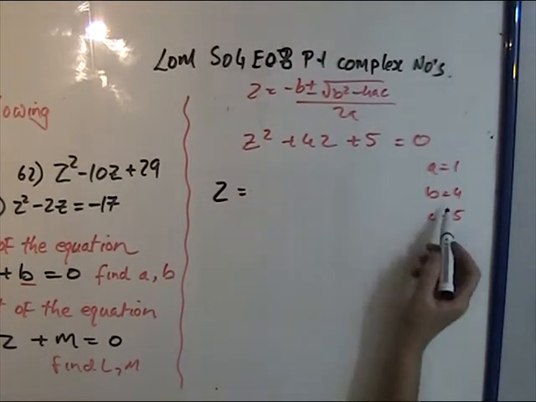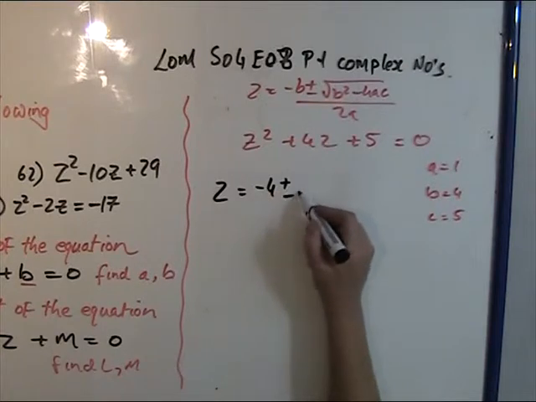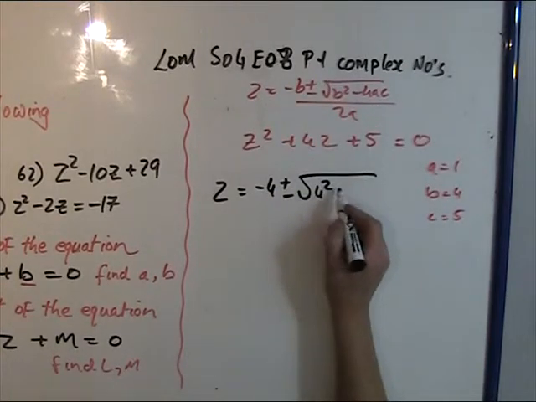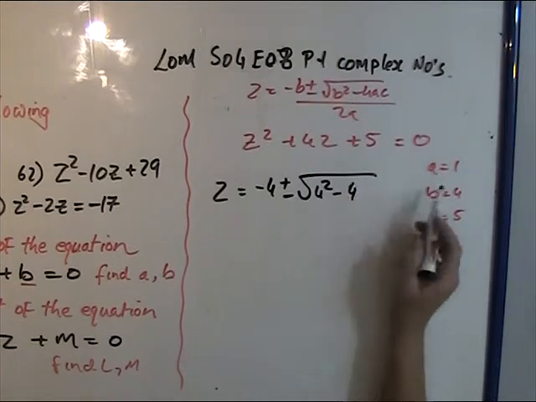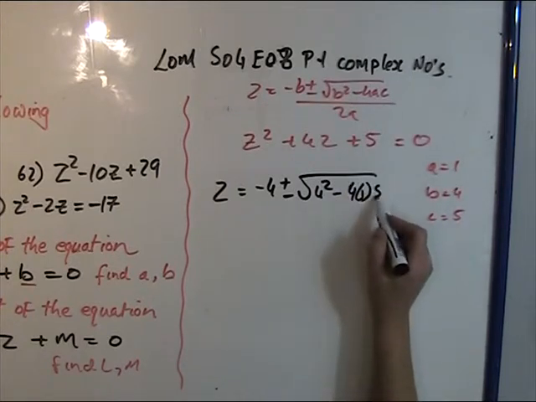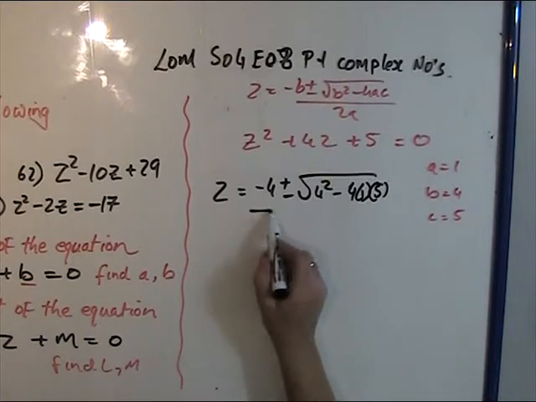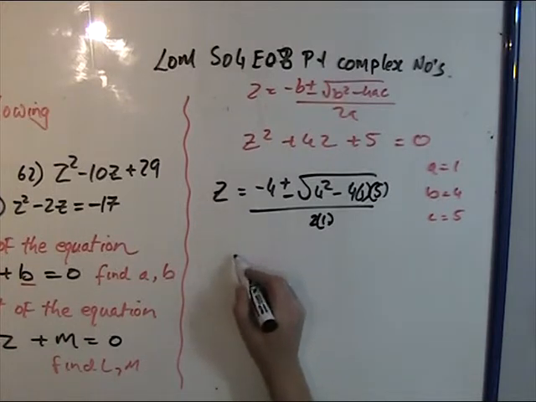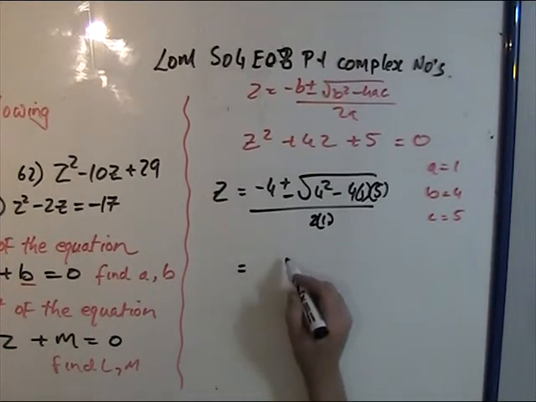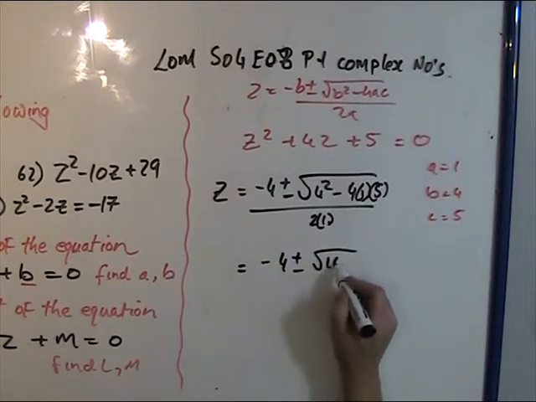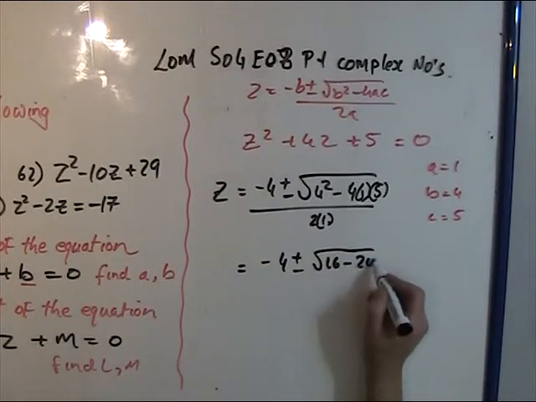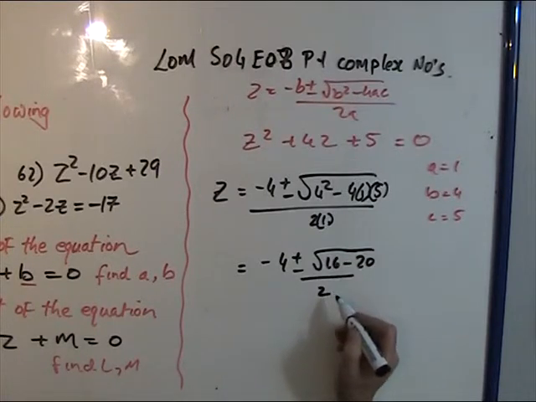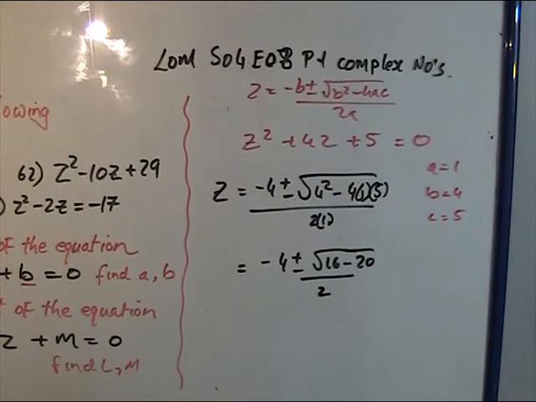Z is equal to minus b, minus 4, plus or minus the square root of b squared, 4 squared, minus 4 times a, which is 1, times c, which is 5, all over 2 times a, which is 2 times 1, which is 2. So the roots are equal to minus 4 plus or minus the square root of 16 minus 20, all over 2. Just checking that: 16 minus 20. Okay, that's good.